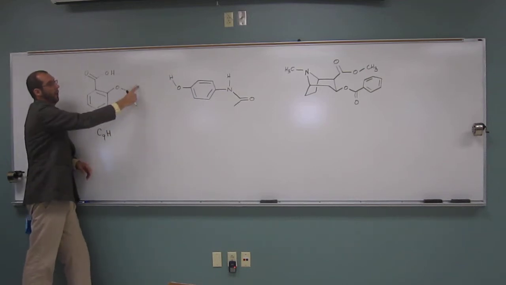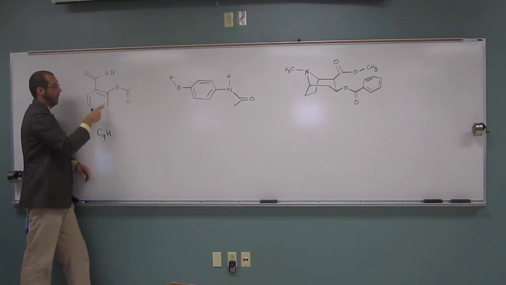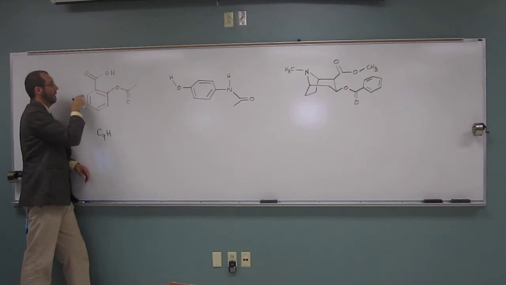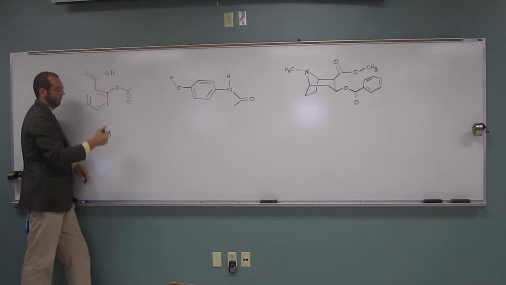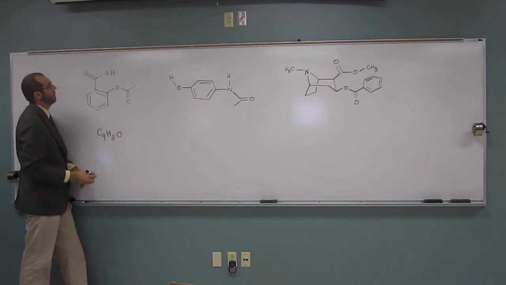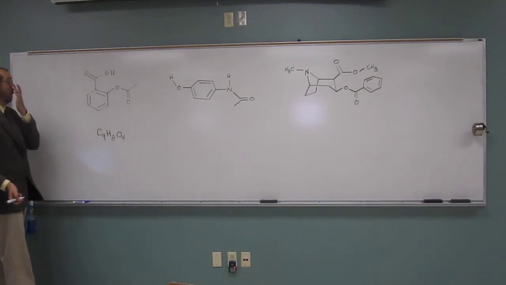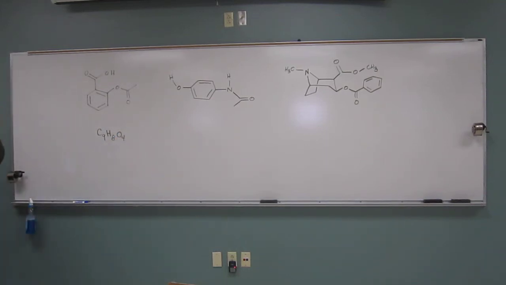So 1, 2, 3. No H's, no H's, no H's. 4, 5, 6, 7, none. 8, right? And then just the O's, how many O's do we have? 4. All of them are pictured, okay? Remember, all heteroatoms and their hydrogens that are attached to them are always pictured, okay?